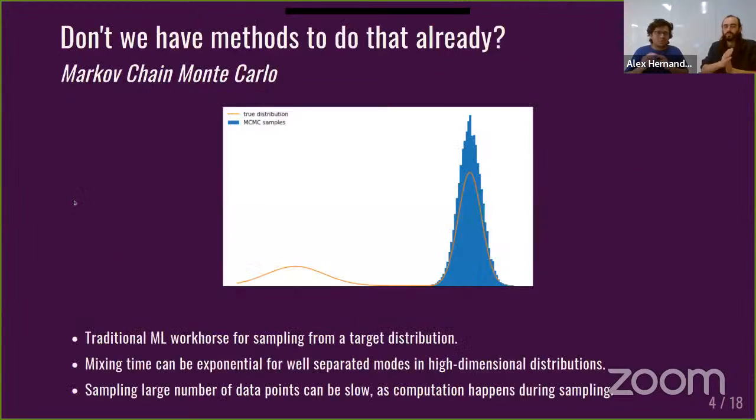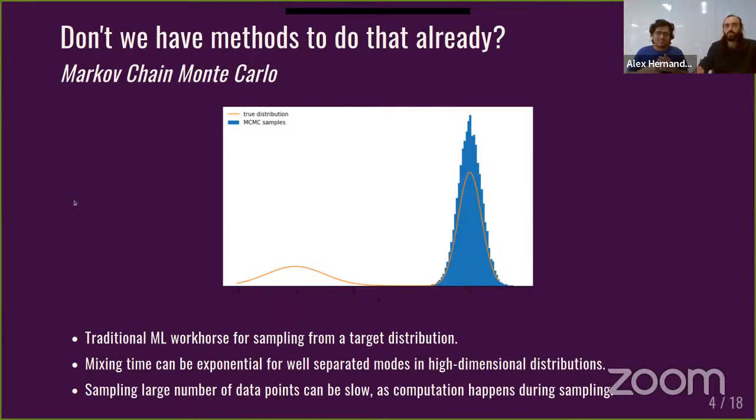Yeah, so now that I've motivated this problem that we have at hand of discovering large batches of diverse candidates, why do we need GFlowNets? Before I tell you about GFlowNets, let's think about what current machine learning methods already offer us. One of the very clear and clearly useful methods is MCMC methods.